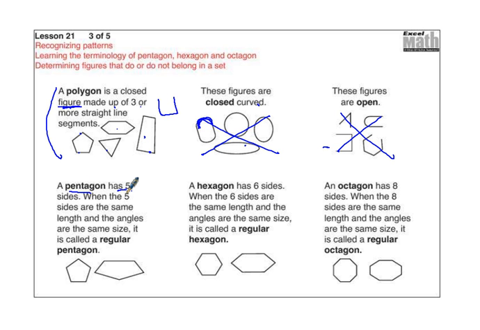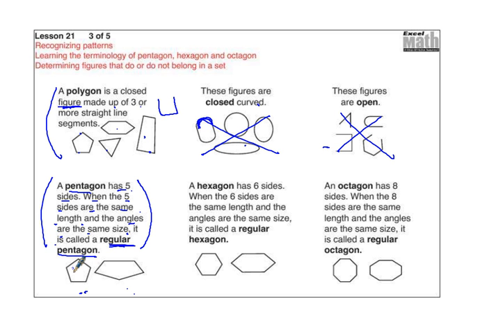A pentagon has 5 sides. When the 5 sides are the same length and the angles are the same size, it is called a regular pentagon. So what I'd like you to do after reading this, and if that was too fast for you, go back and read it again. I'd like you to put an R on the one of these two that is a regular pentagon. Remember, pentagons have 5 sides, and go back and read this again to know what a regular pentagon is. Pause the video, write an R, and then turn it back on when you're ready for the solution.